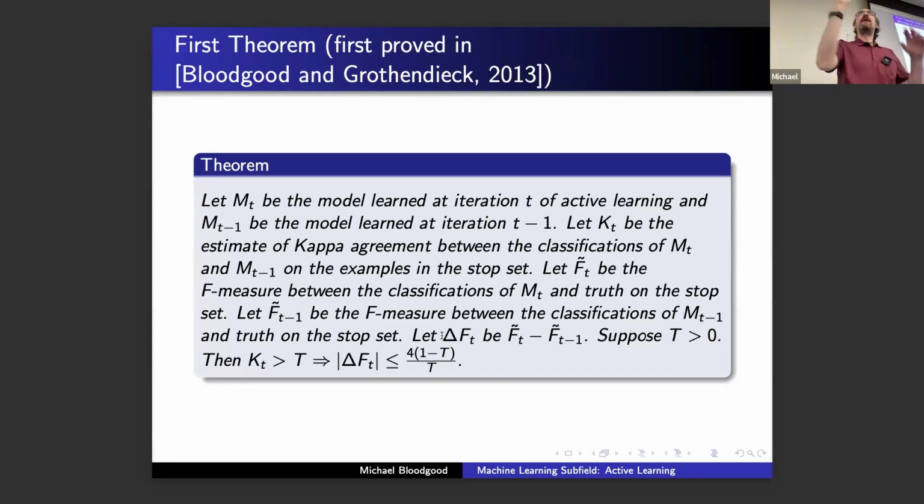So you do have this intuition that, of course, if they agree above that threshold, capital T, that we call it in the theorem, then it makes sense. You could bound it: they can only differ in performance by so much. And it's a function of that threshold.